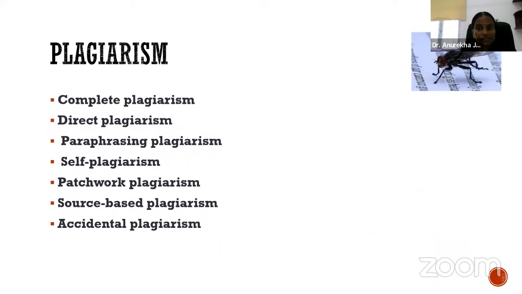And what is plagiarism? As we say in Tamil, a fly-swatting copy, in simple words. And there are different types of plagiarism: complete plagiarism, direct plagiarism, paraphrasing plagiarism, self-plagiarism, patchwork plagiarism, source-based plagiarism, accidental plagiarism. Well, we'll come to all these terms. And self-plagiarism, I earlier mentioned in my slide, like 2-3 slides back.